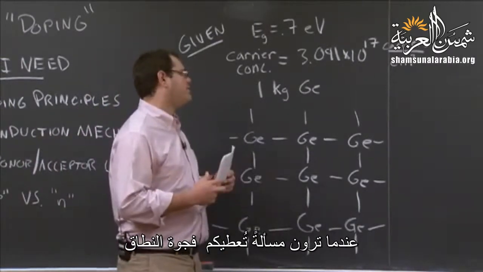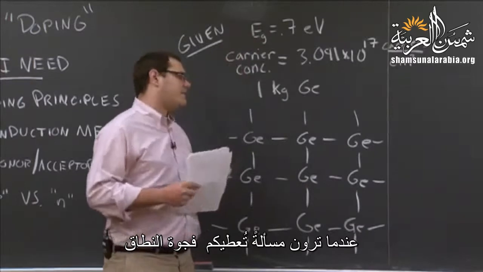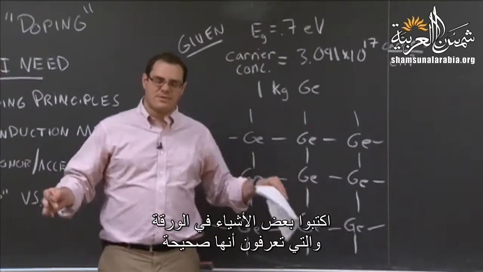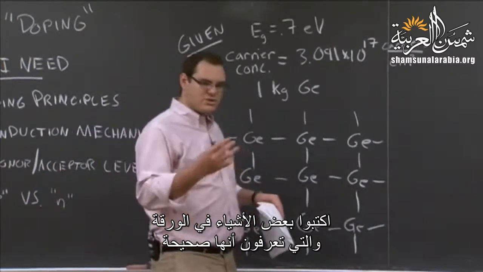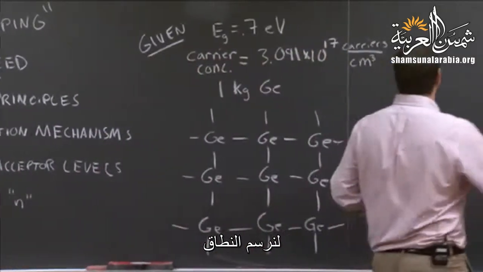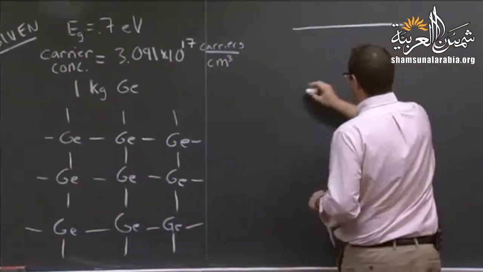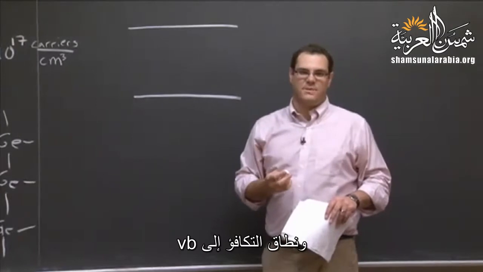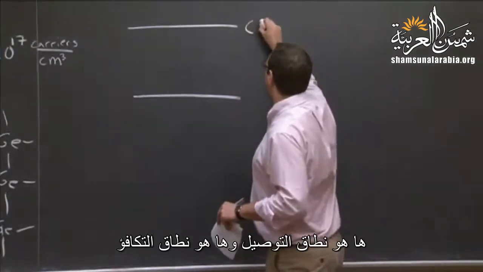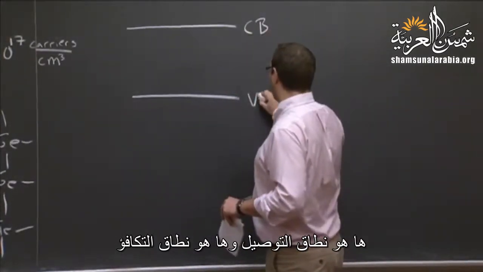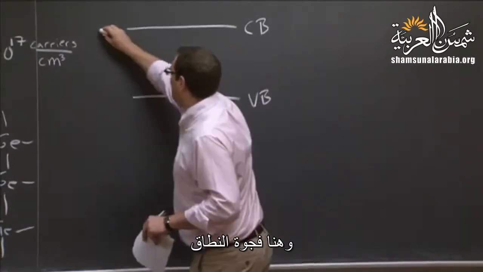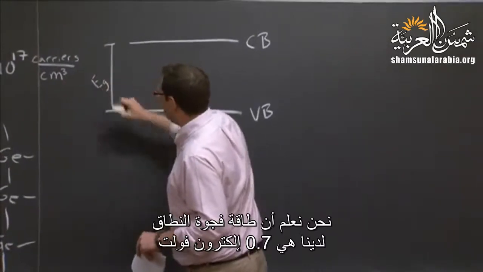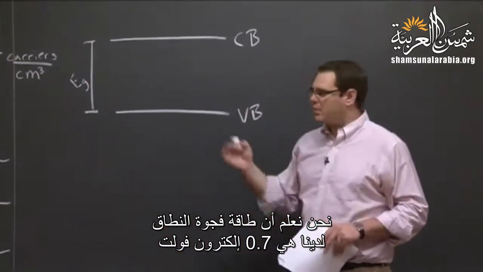When you see a problem that gives you your band gap and it tells you this is about doping, the first thing you want to do is just get some points. Put some stuff on the paper that you know to be true. So let's draw the band structure. I'm going to abbreviate conduction band with CB and valence band with VB. So here's my conduction band, here's my valence band. We know our band gap energy, it's 0.7.